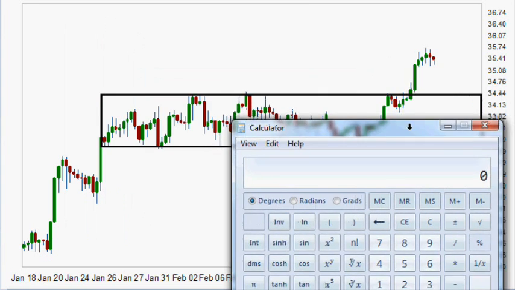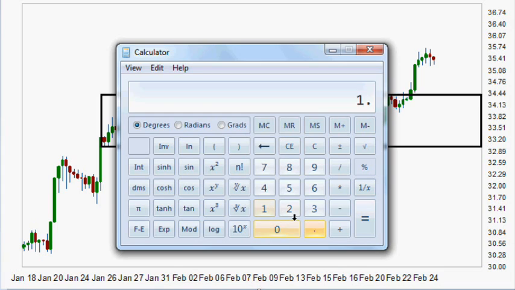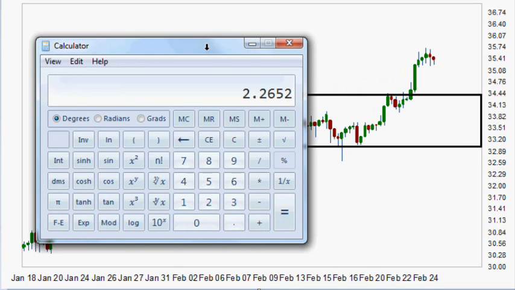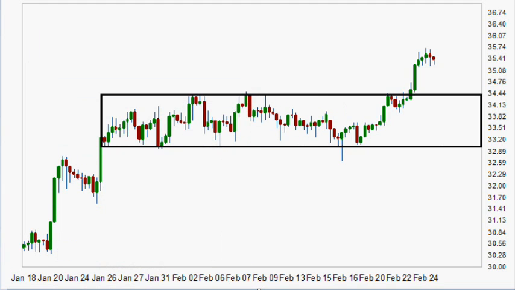So the difference is 1.40. So basically what we'll do is we'll take the difference of $1.40 and we will multiply it by 1.618. It's to the power of 1, so we don't need to do anything else with that. And that's the difference, and we will add it to the low. 33 plus 2 1/4 is 35 1/4. So that'd be the first area you would significantly stay. Yeah, that's where we're going to find a level of resistance, right in there.